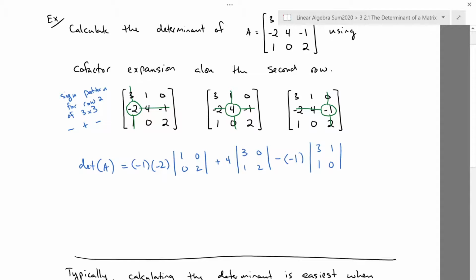Okay, so that's the expansion, and now we just need to calculate. Minus 2 becomes a +2. So let's just calculate these determinants. This is 1 times 2 minus 0, so that's 2. And then plus 4 times this determinant, which is 3 times 2 is 6 minus 0. And then this minus becomes a +1 times 3 times 0 is 0 minus 1. There's a -1 here. Now we just calculate: this is 4, this is 24, this is -1. And 4 plus 24 minus 1 gives me 27.